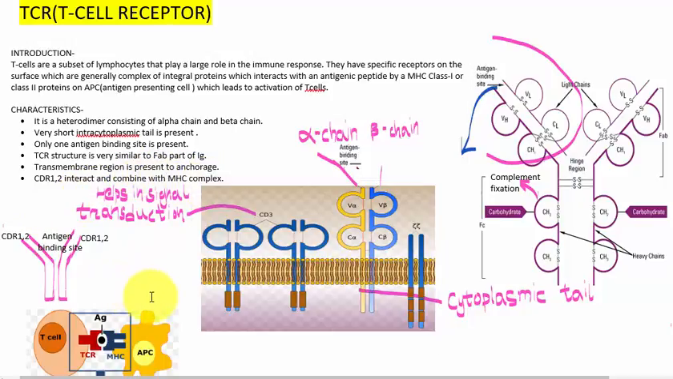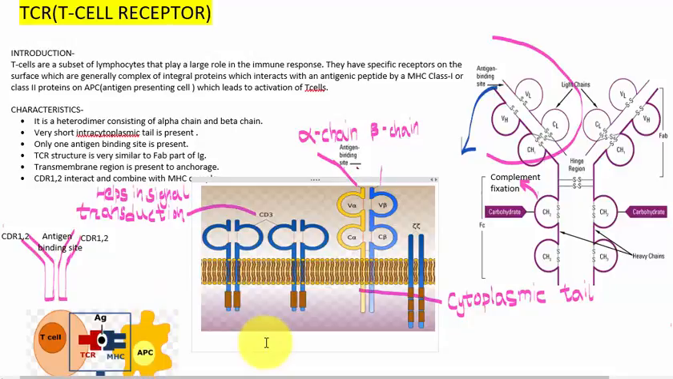So let's discuss in detail the antigen binding site. This area is divided into three regions: two peripheral regions and one central antigen binding site. The two peripheral regions are called CDR1 and CDR2, and the antigen binding site is this area. The function of the peripheral regions is that they interact with the MHC and combine with the MHC. So the actual antigen binding site is the middle one, and the peripheral sites interact with the MHC and then bind with the MHC complex.